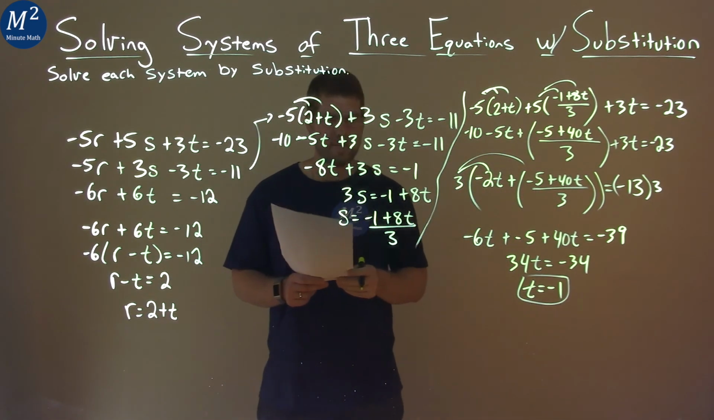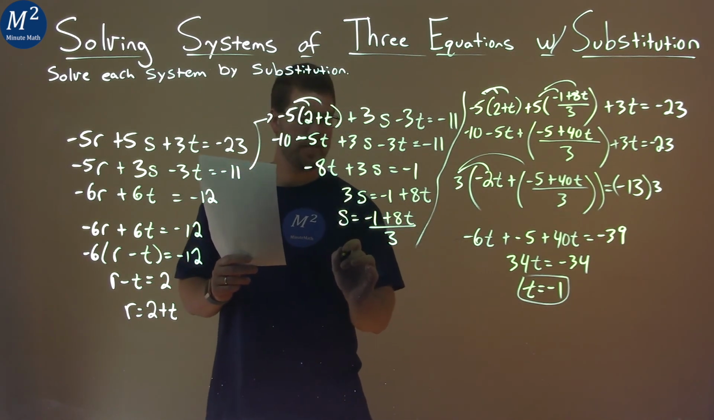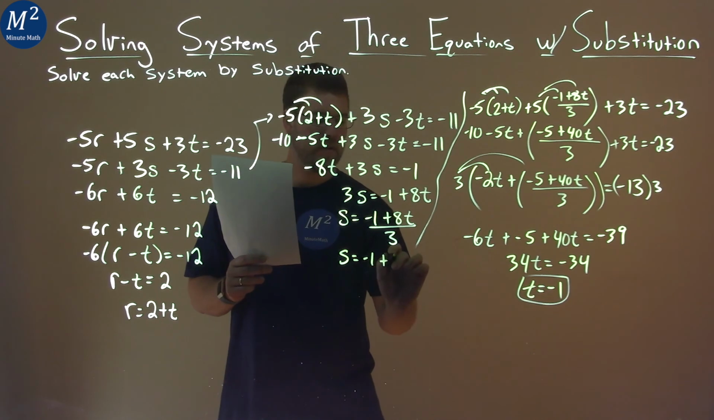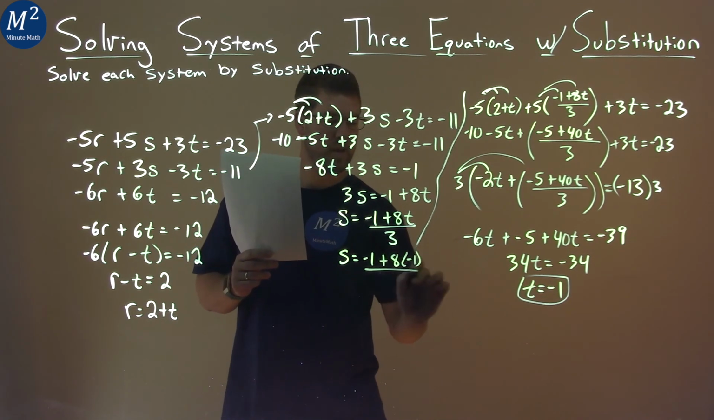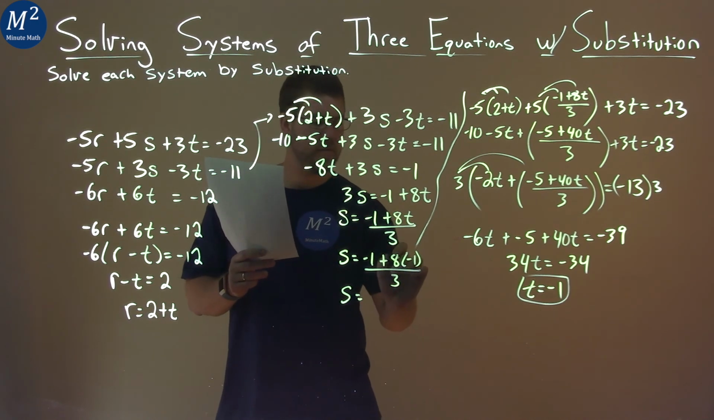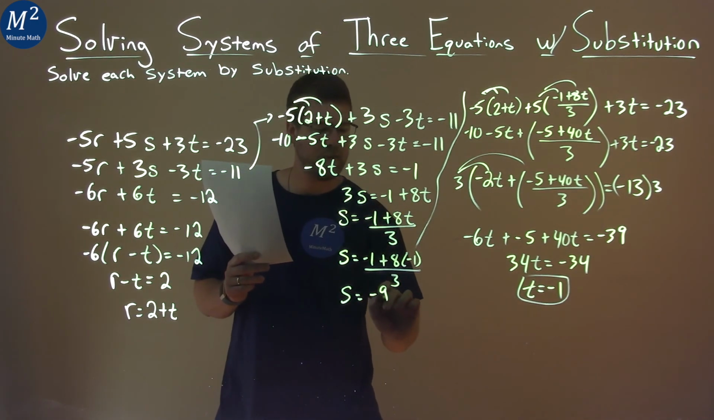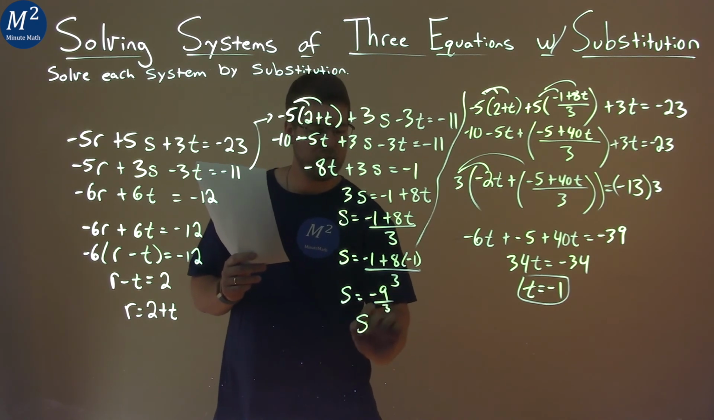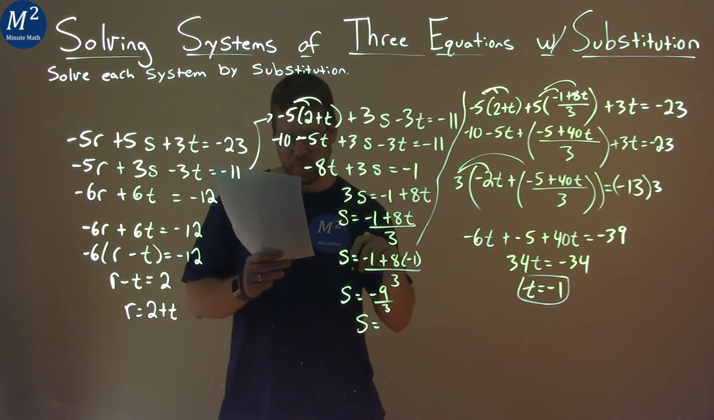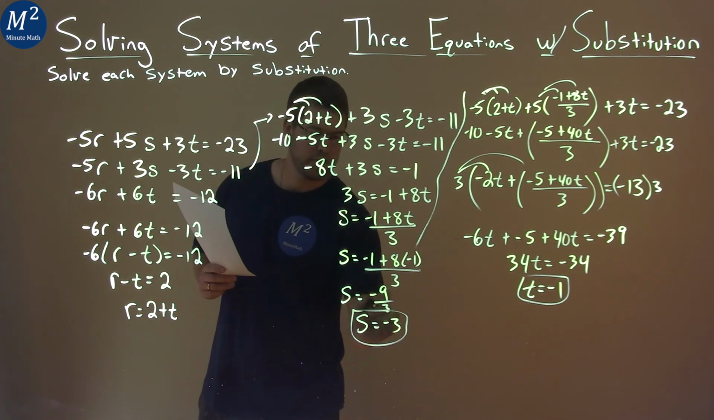So now the rest is fairly easy. Let's put that negative 1 in for this t value here. S equals negative 1 plus 8 times negative 1 over 3. Simplify that. S equals, well, 8 times negative 1 is negative 8, plus negative 1 is negative 9, divided by 3. And s equals negative 9 divided by 3, negative 3.